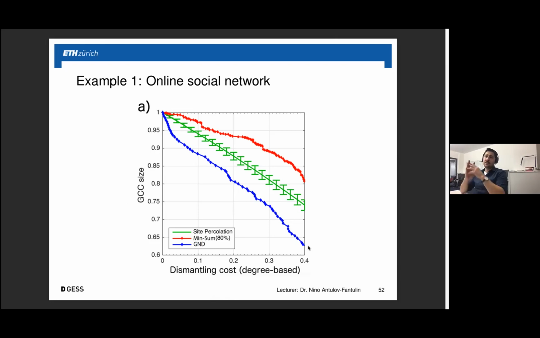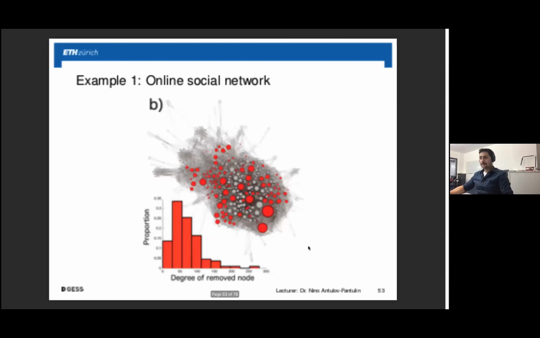What happens when you take this cost into account when you are doing the optimization. And here the point was just to show that the methods that were previously designed for one type of dismantling, when you take the dismantling cost into account, something that they were not optimizing directly, then you see that essentially in this regime, they are not performing well.